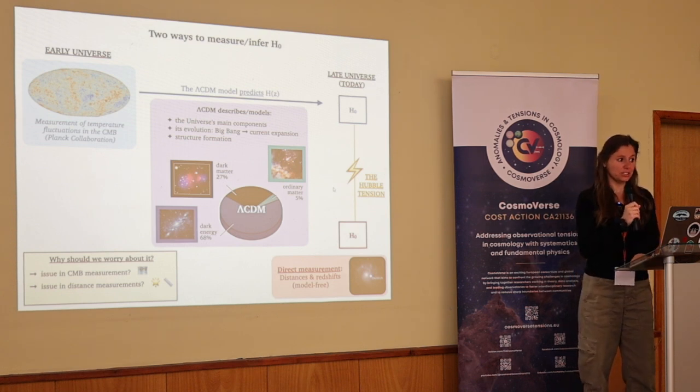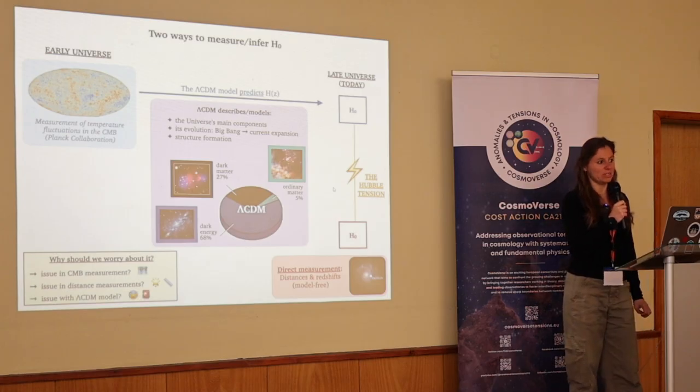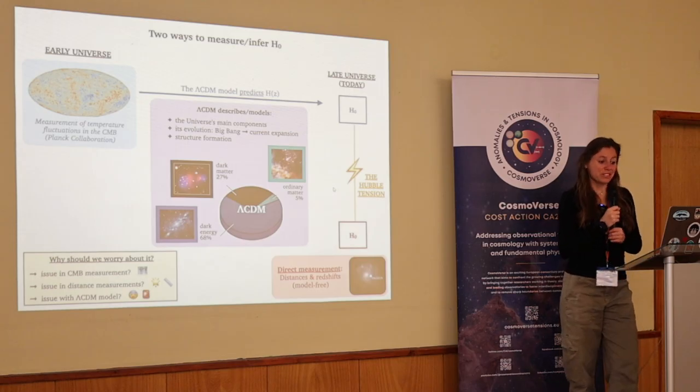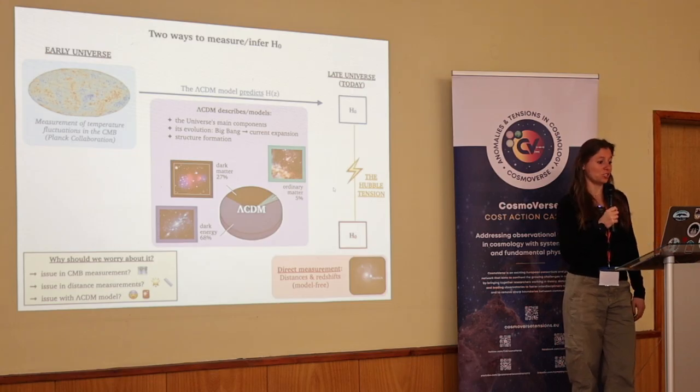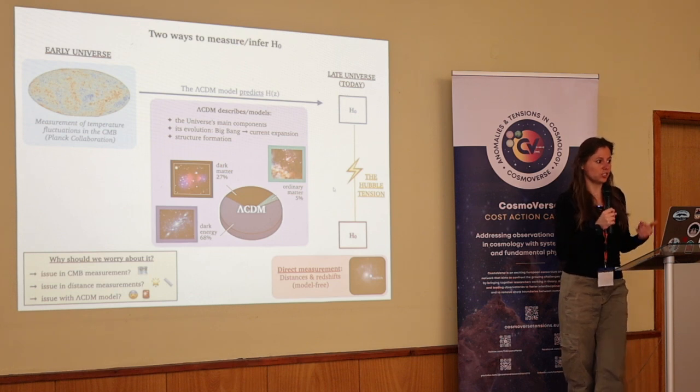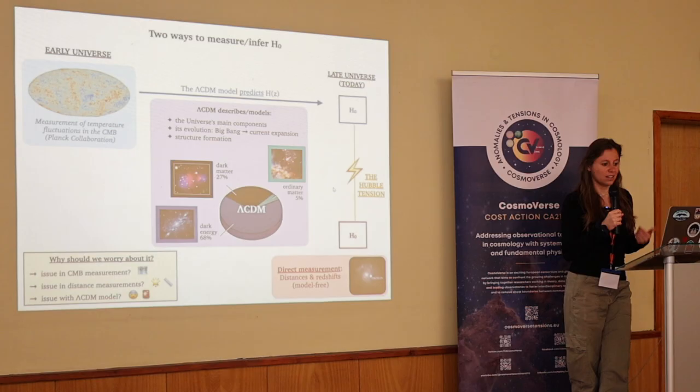Now, if we are so sure that the CMB is not the issue and distance measurements are correct, the only other option is that there's an issue with the Lambda-CDM model. And that would be a breakthrough. That would be very concerning because everything we describe in the universe fits really well with Lambda-CDM. So far, it's been very good at describing what we see, and we haven't found anything better. So having to change it or adjust it would need a lot of work.